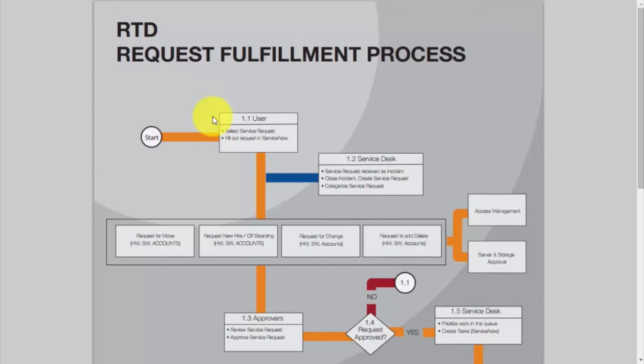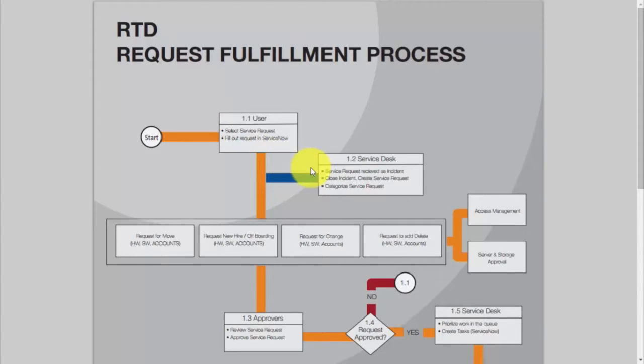As I said, this could be a request for a new piece of hardware, new software, a service, or even a new employee hire, for instance. So they would select the service request and fill out the appropriate request in ServiceNow. There are requests for relocation and moves, requests for new employee hire and offboarding, requests for standard change request, and requests to add or delete. In many of these, it's related to both hardware and software, as well as even accounts.